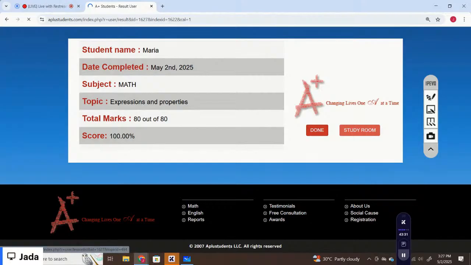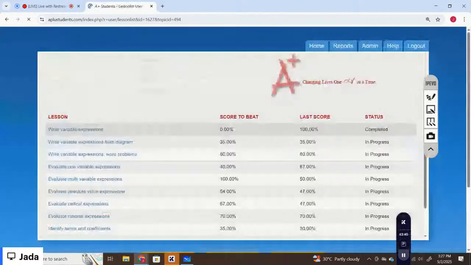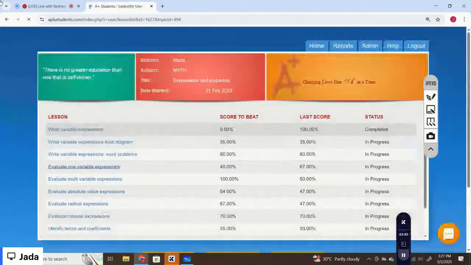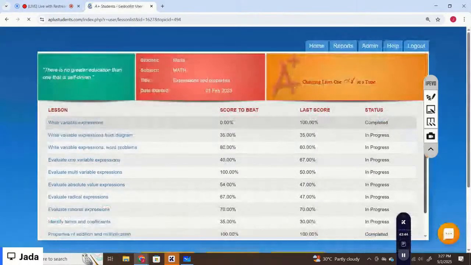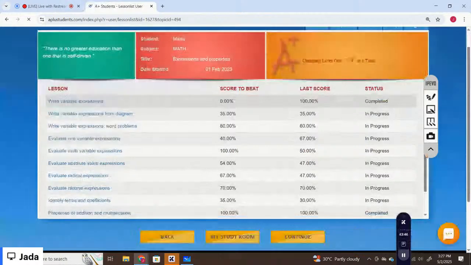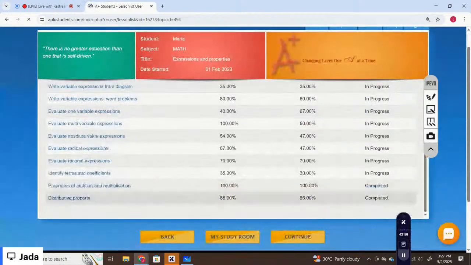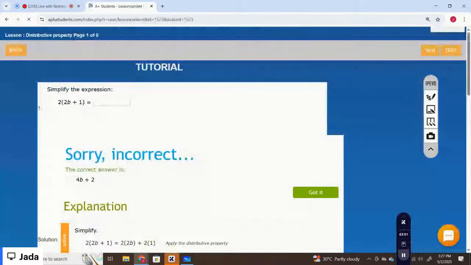Okay, we are done with the lesson. Let's just move on to the next lesson. The next lesson is distributive property.